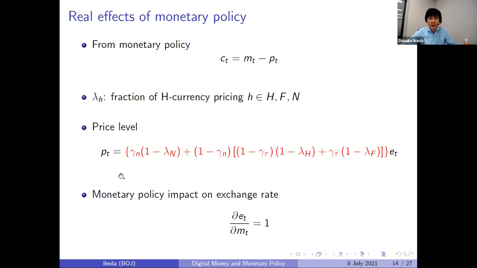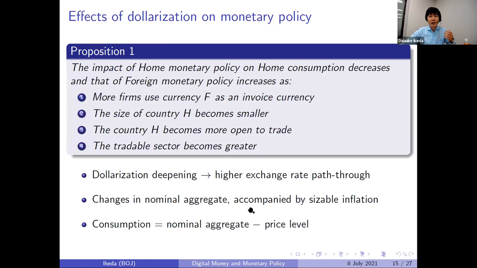Because of the simplicity of this model, I can analytically derive the price level as a function of the exchange rate, and the exchange rate responds one-to-one to monetary policy. So I can derive analytically the following results. The impact of home monetary policy on home consumption decreases as more firms use currency F, foreign currency, as an invoice currency. In other words, as more firms start using foreign currency as an invoice currency, the home country's monetary policy effectiveness decreases. This is the analytical result, the first result of this paper.